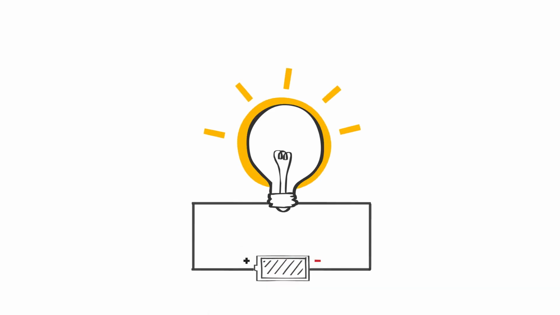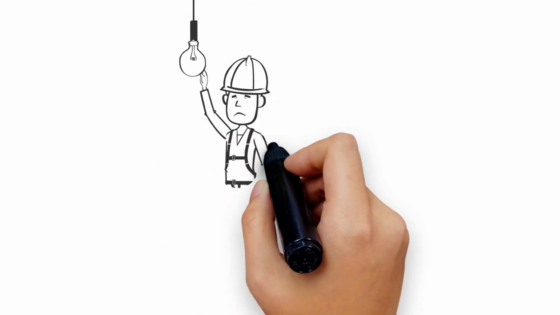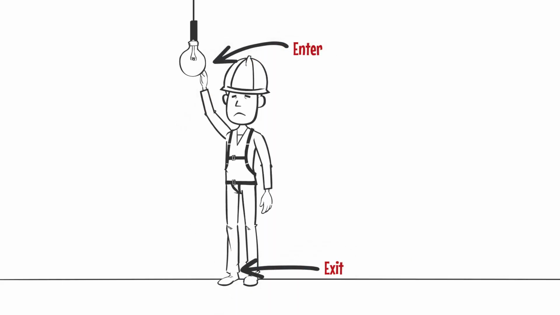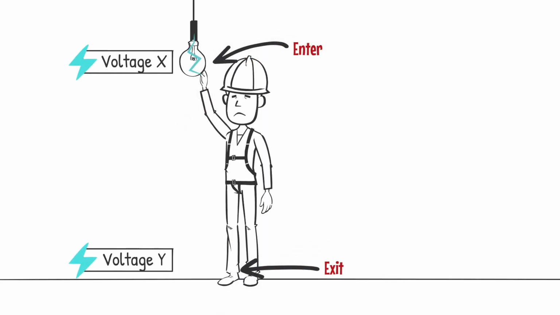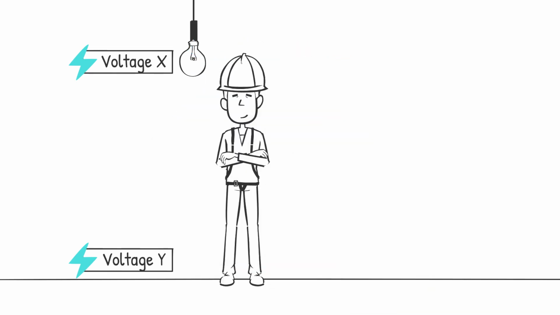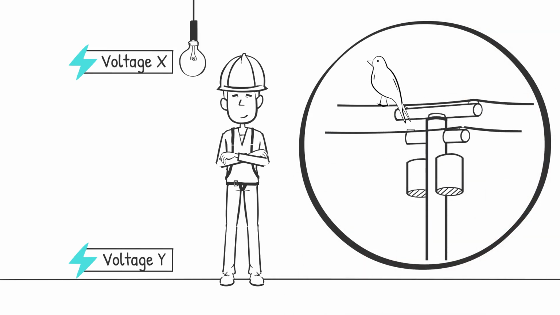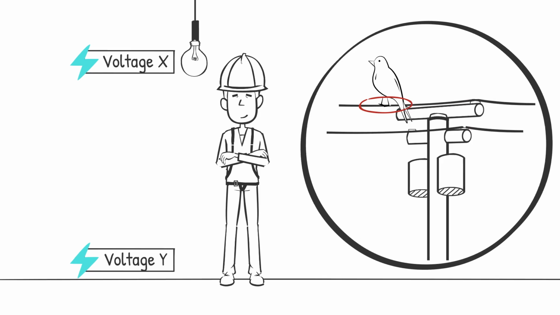For an electric shock to occur, there must be 2 points of contact on the body where the current enters and exits. A voltage difference between these points is what allows the current to flow. Without 2 points of contact at different voltages, no shock occurs. This explains why birds can perch safely on high-voltage power lines. They only touch the circuit at one point, with both feet on the same wire at the same voltage.